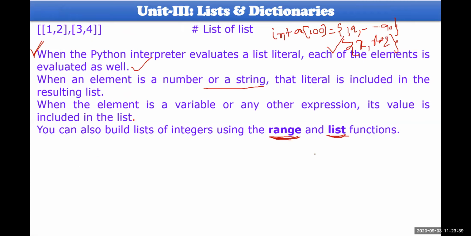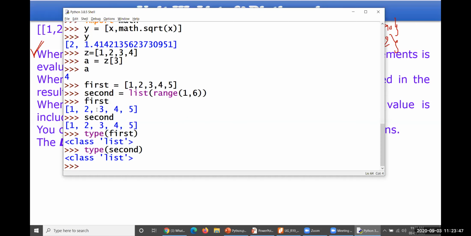And length gives you the number of items in the list. For example, if you consider first and second, two different things are there with us. That is len of first. How many elements are there here? Totally 5 elements are there. So the length of this particular first list will be 5.